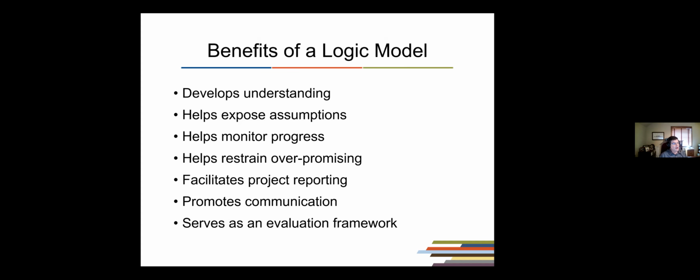It also helps monitor progress and really helps us restrain from overpromising. You definitely want to underpromise and overdeliver. It's that same kind of making sure we're not overpromising results. It facilitates project reporting because it should say, hey, we're going to report these every so often, 3 months, 6 months, once a year. It promotes communication, and then serves as that evaluation framework so everybody is part of the solution and part of the evaluation and not just a subgroup of individuals behind a computer screen.